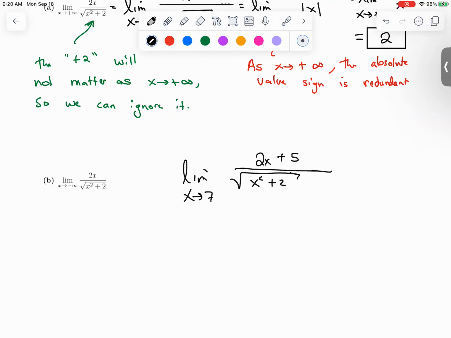Locally, it does matter. Here, when your x is going to 7, that +5 does matter because it's local, and we're talking about finite values. Whereas with infinity, we're talking about infinitely large values where everything else just washes away. It's not important.